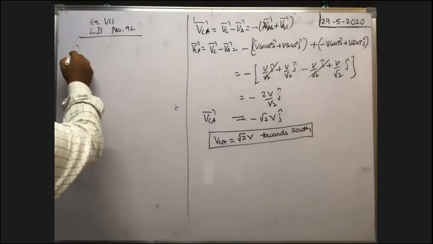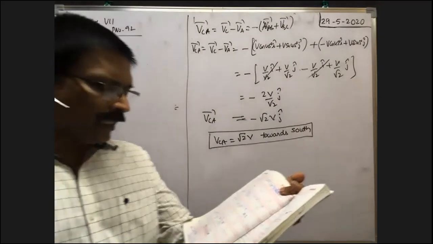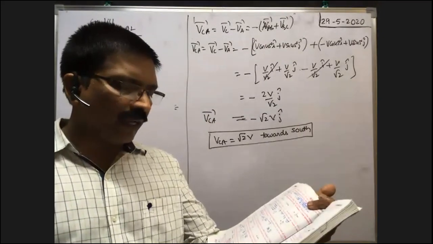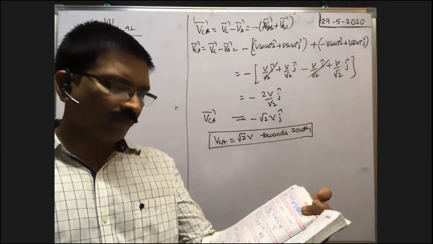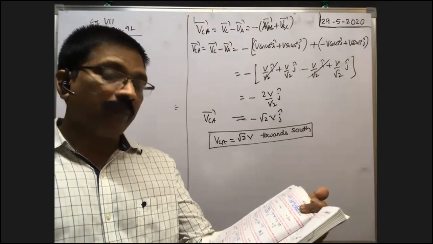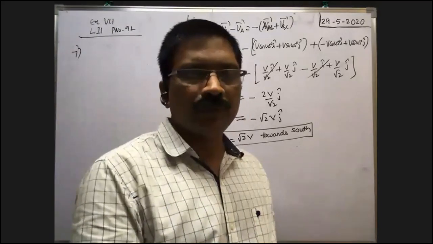Okay, next the 7th problem, in this exercise only. A man running on a horizontal road at 8 km/h finds that rain is falling vertically. Listen to the problem carefully. Okay, you see the problem.